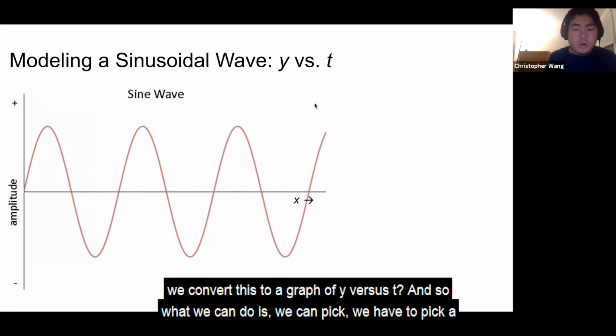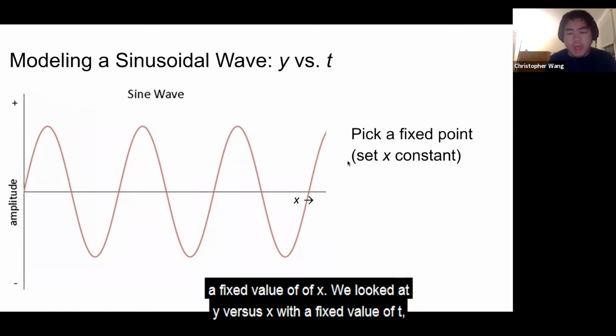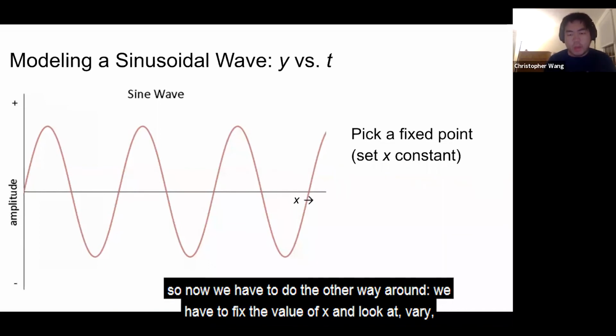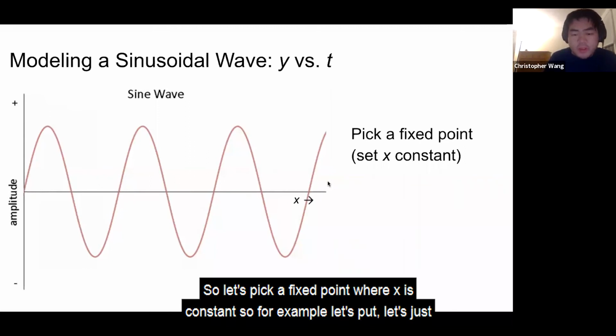How do we convert this to a graph of y versus t? What we can do is pick a fixed value of x. We looked at y versus x with a fixed value of t, so now we have to do the other way around. We have to fix the value of x and vary the value of t, because we don't want to deal with two variables changing at the same time. Not yet. So let's pick a fixed point where x is constant.